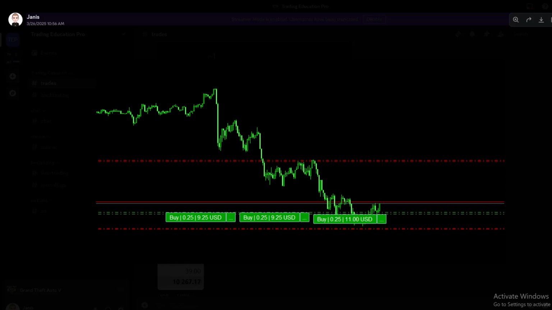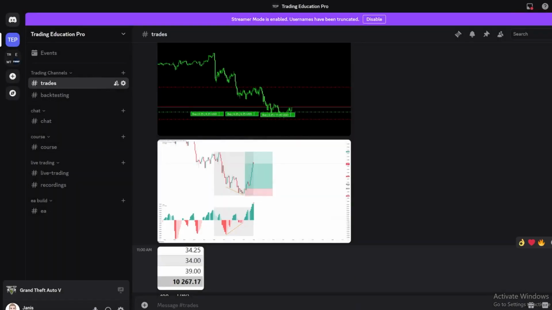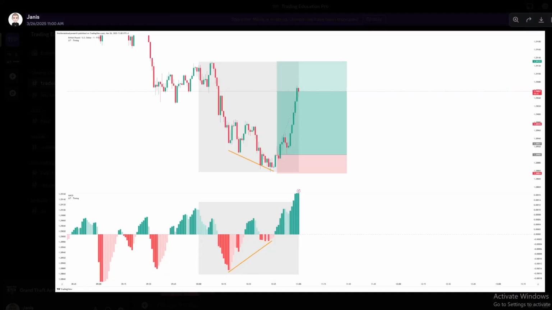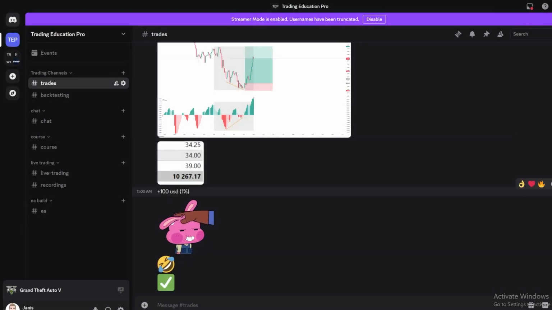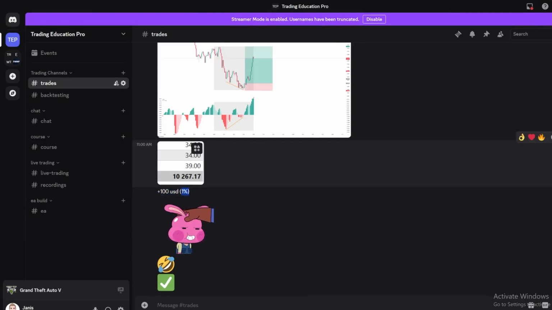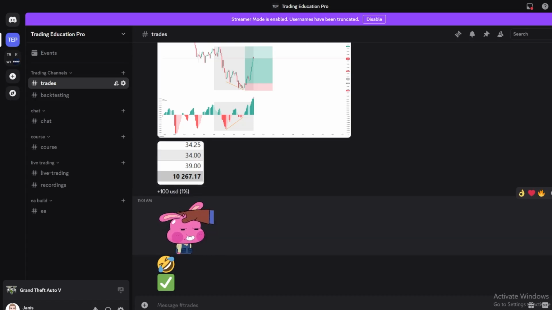But yeah, this is an MT4 screenshot. This is where I close the trade. So I had opened 3 positions at the same time. So I got 100 USD, which on the 10K account is 1%. So yeah, I was pretty happy with this.